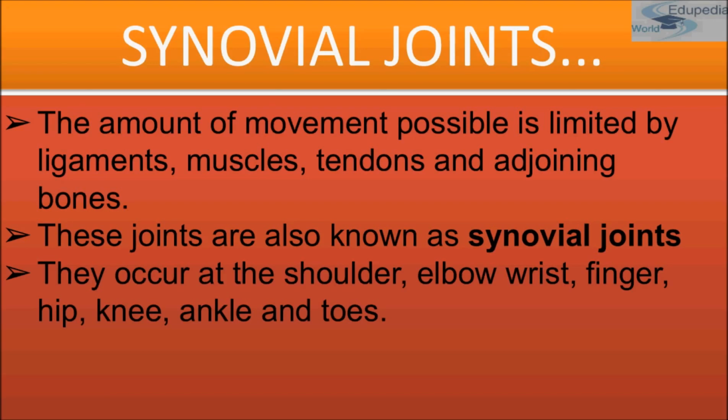These synovial joints occur at the shoulder, elbow, wrist, finger, hip, knee, ankle, and toes. These movements help in locomotion and many other movements. There are 6 categories found in the synovial joint as follows. First is your ball and socket joint. Second is your hinge joint. Third is your pivot joint. Fourth is your gliding joint. Fifth is your saddle joint. And sixth is your condyloid joint.